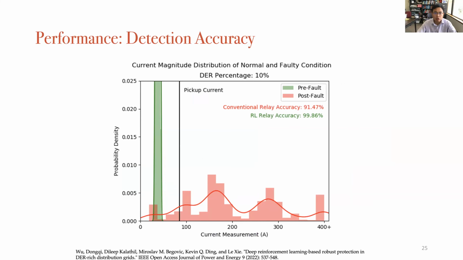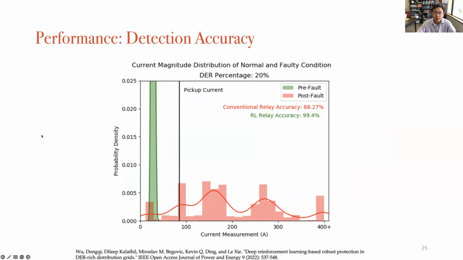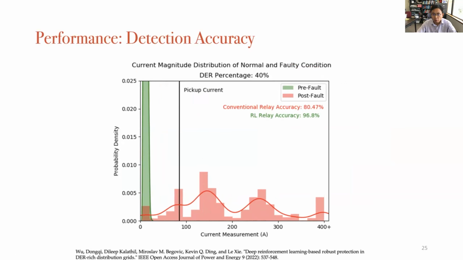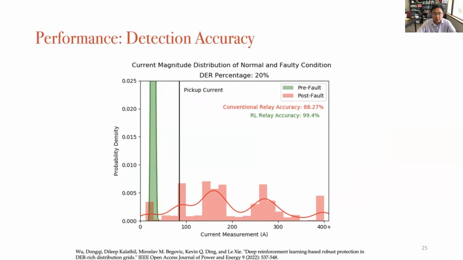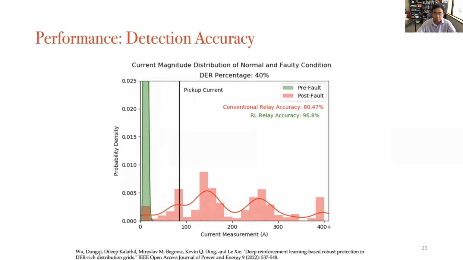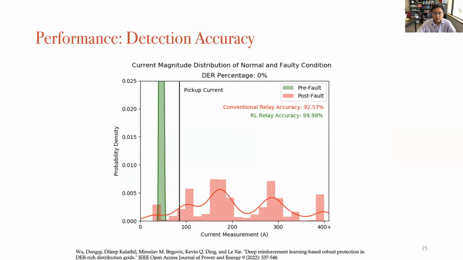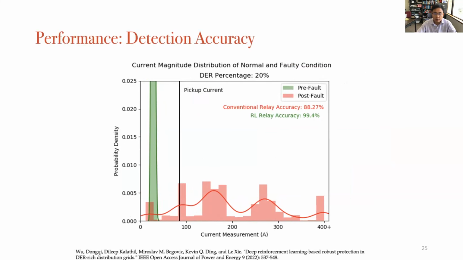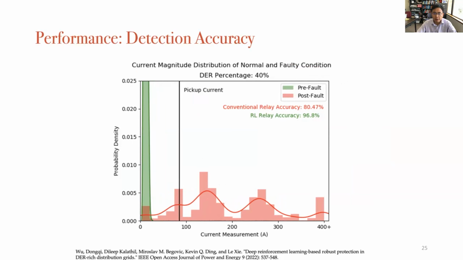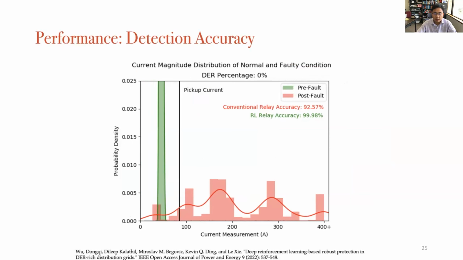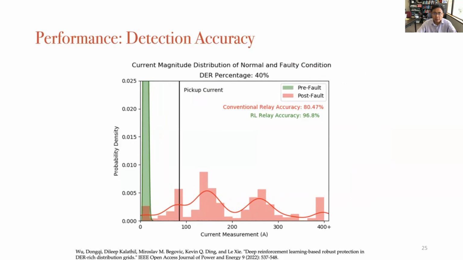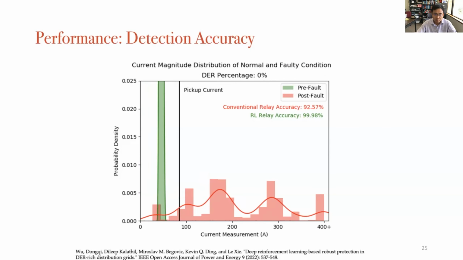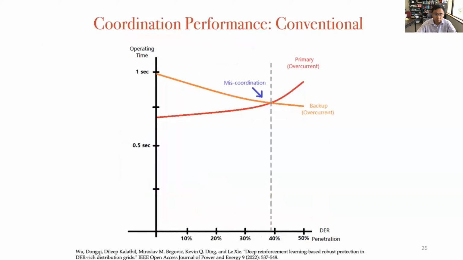And here we would like to show the performance of the conventional relay versus the proposed relay when you increase the penetration of distributed energy resources. As you can see, for pre-fault and post-fault in the conventional relay, when the system reaches rather high penetrations, it can become quite erroneous. Whereas in the reinforcement learning based relay, the error can remain very small. And this is the coordination issue that we discussed.